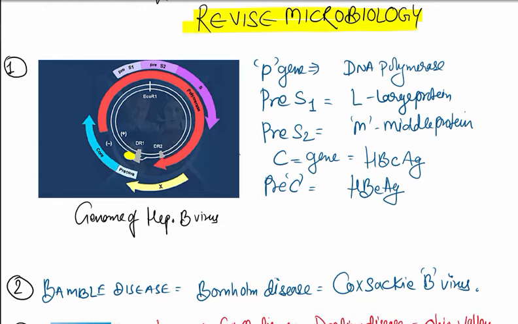So first point, we have the genome of hepatitis B virus. The P gene codes for DNA polymerase. Pre-S1 is for L, meaning large protein. Pre-S2 is M protein, meaning middle protein. What is the C gene? That codes for the hepatitis core antigen, and the pre-C region codes for HBe antigen.